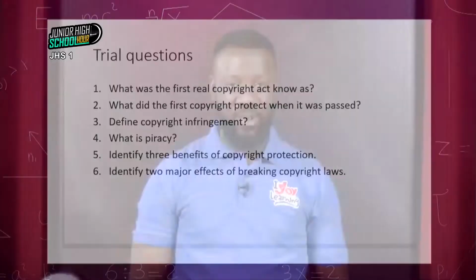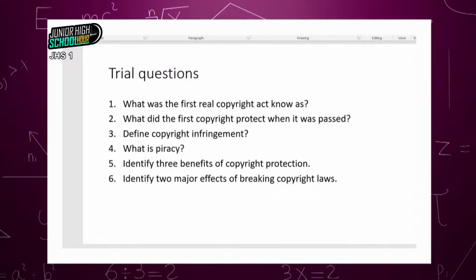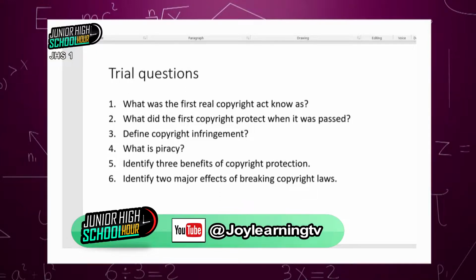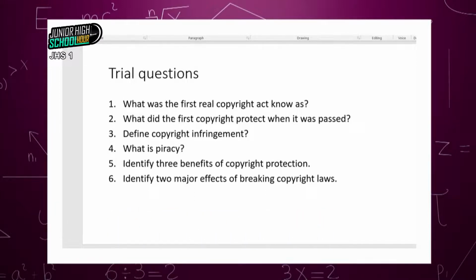Well, I know by now you are done. Now, I'm going over the questions one more time before we look at the solutions. The first question says, what was the first real copyright act known as? Question 2 says, what did the first copyright protect when it was passed? Question 3 says, define copyright infringement. Question 4, what is piracy? Question 5, identify 3 benefits of copyright protection. Question 6, identify 2 major effects of breaking copyright laws.